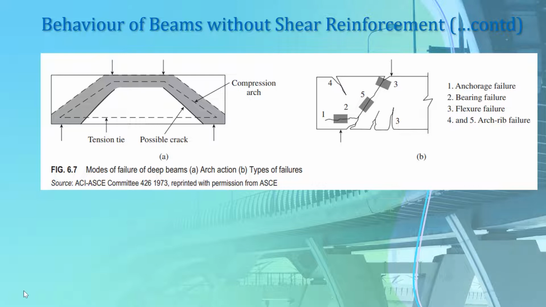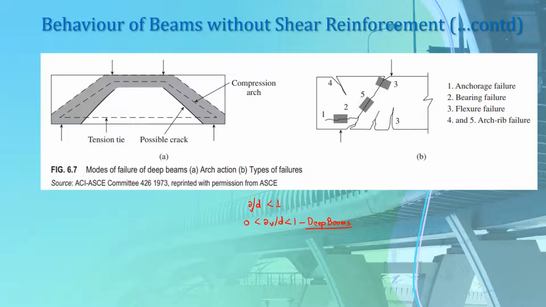So what happens with deep beams is that deep beams are very short shear span beams, as we discussed previously, for which the a/d ratio is less than 1. Or this value of a/d is greater than 0 but less than 1, which are also known as deep beams.